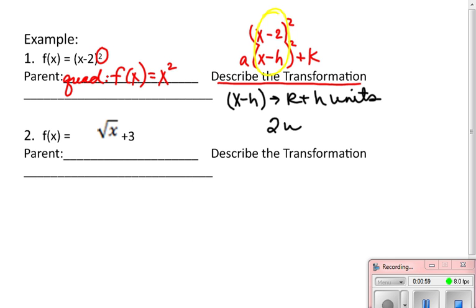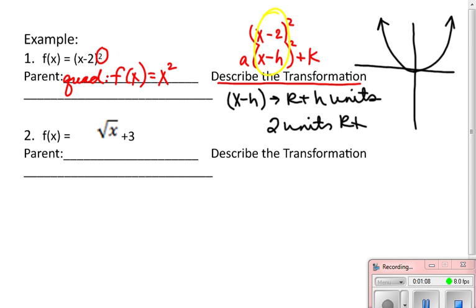is 2 units right. So if I were thinking about what the graph would look like, here's my parent. I'm going to take this vertex and I'm going to go 1, 2, and I'm going to draw the exact same graph, 2 units. It's not going to be any bigger or smaller, it's just going to be shifted right.